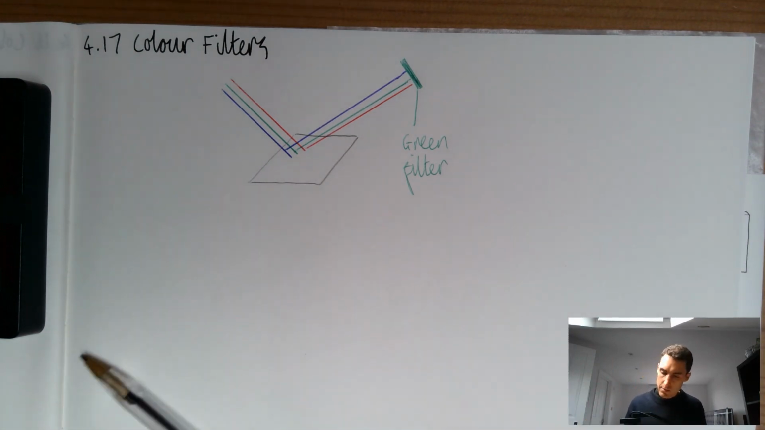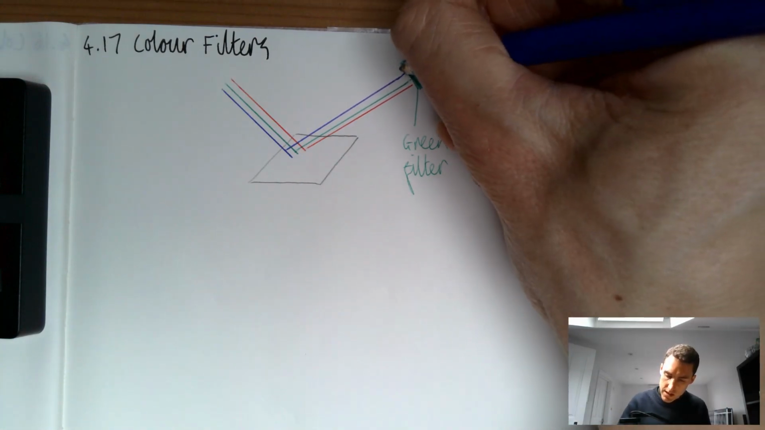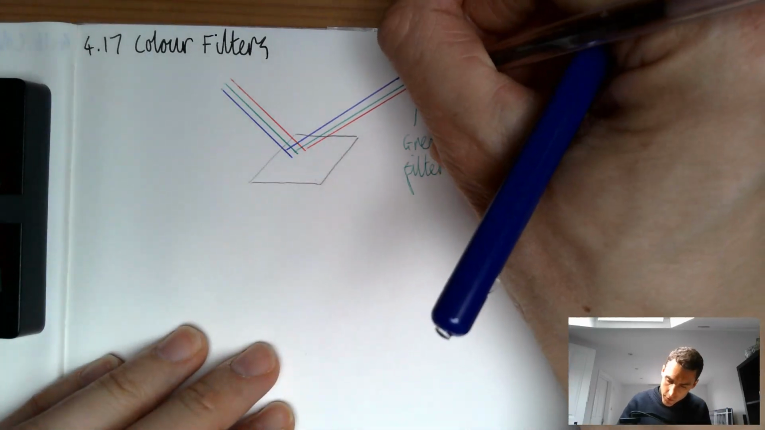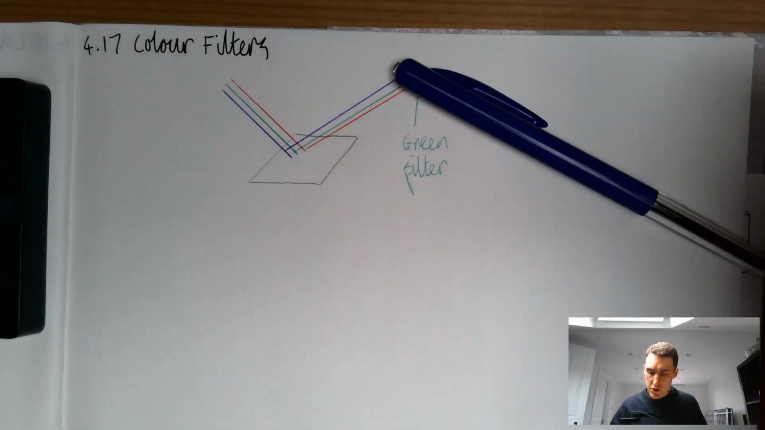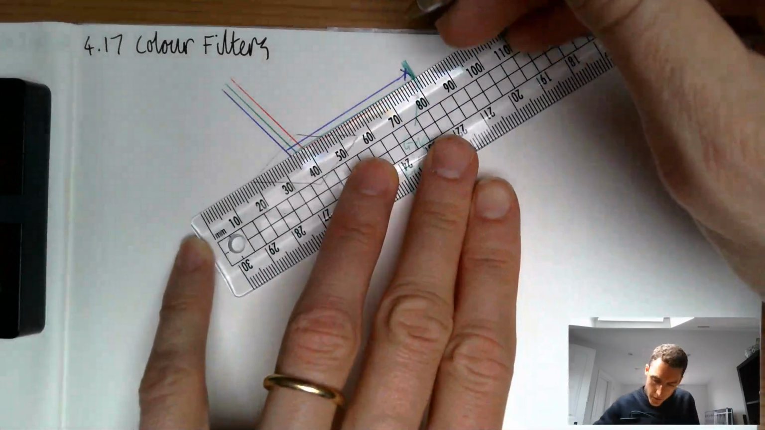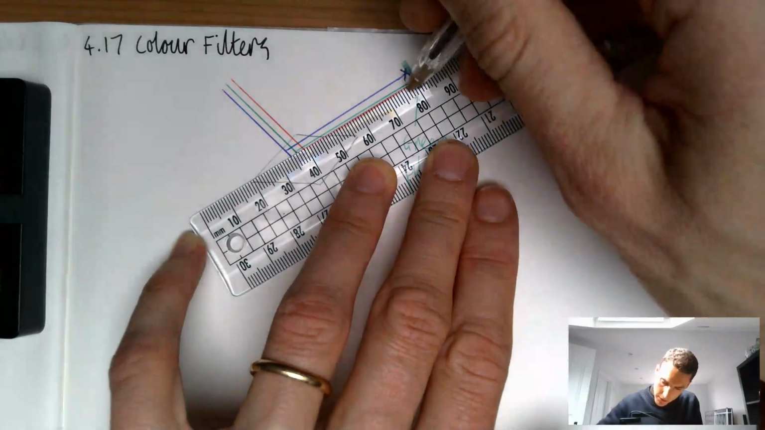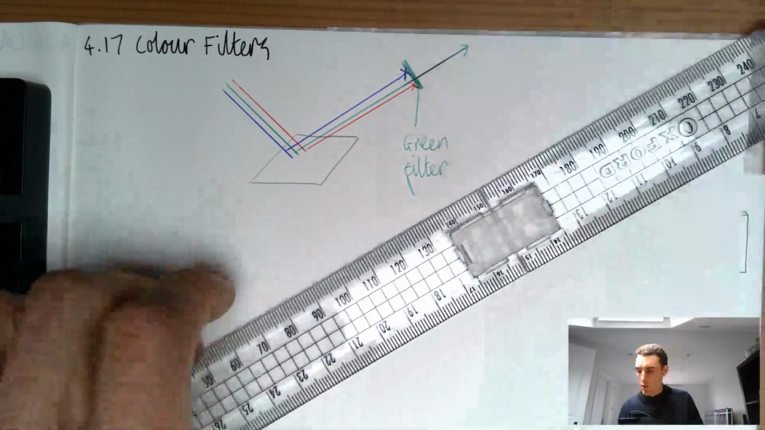In this case, I'm just going to model this directly to students. I'm not going to question them too much. I'm just going to tell them that what a green filter does is it absorbs all of the blue light, it absorbs all of the red light, and it transmits all of the green light. I'm going to show that. It transmits all of the green light.